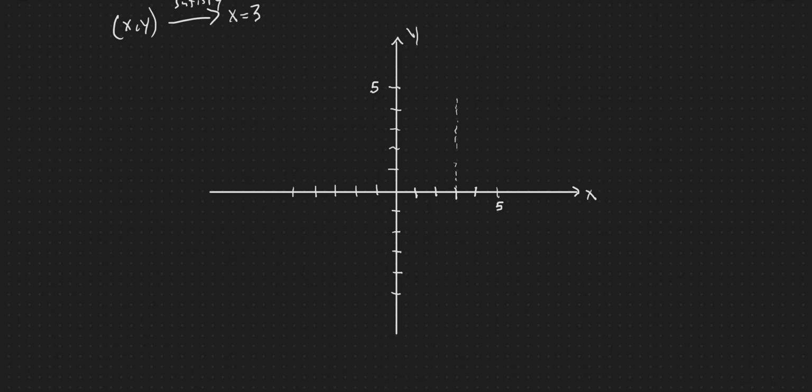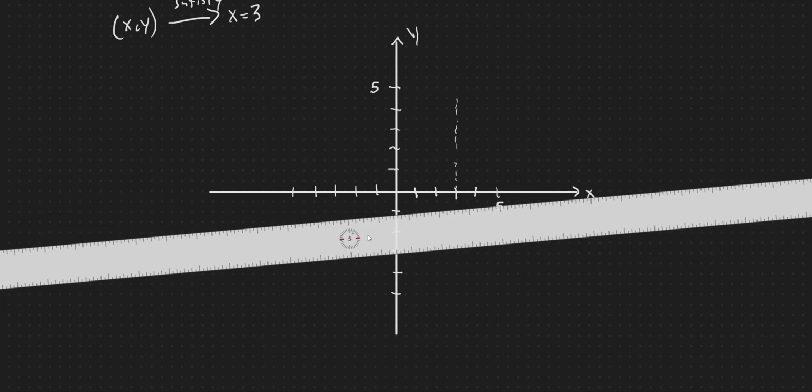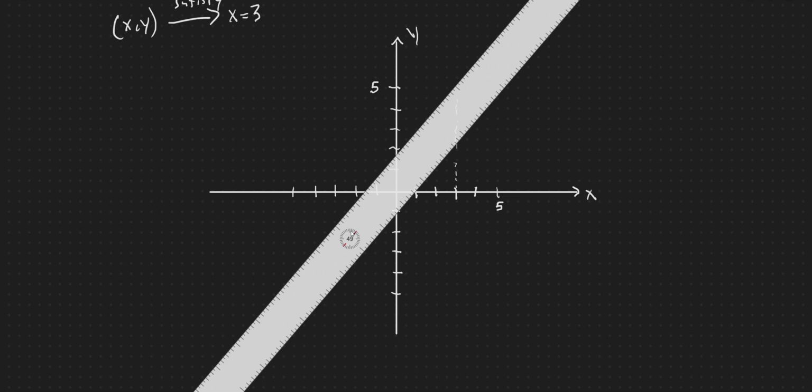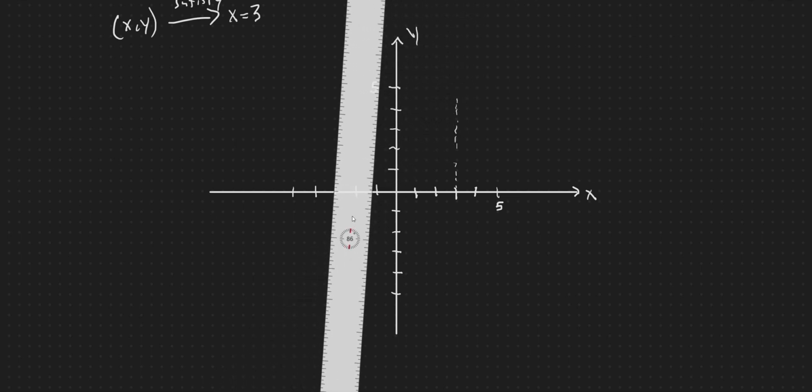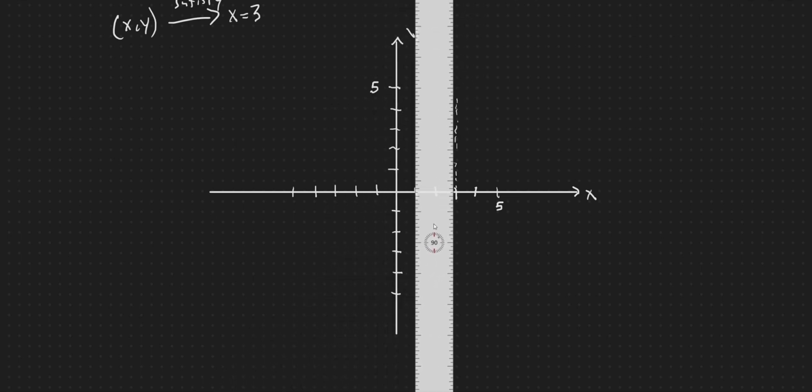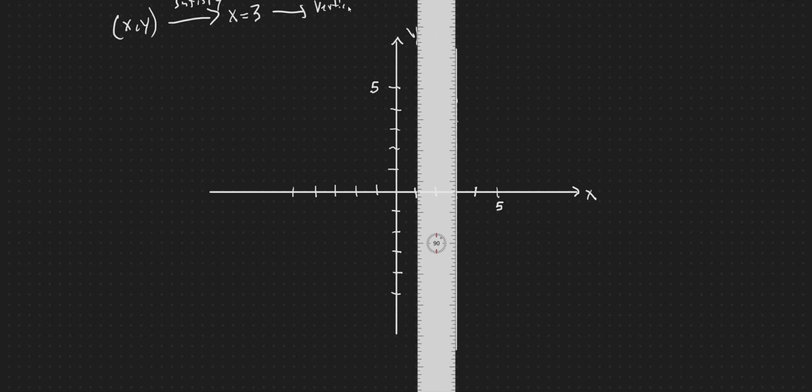X is equal to 3 all the way on that line. Again, I don't care what y is. I just need to make sure x is equal to 3. And that gives me any point on this line is fair game. That's x equal to 3. And so what this gives me, if I collect all the points that satisfy x equal 3, is a vertical line. If I have my coordinates laid out like this, a vertical line at x equal 3.